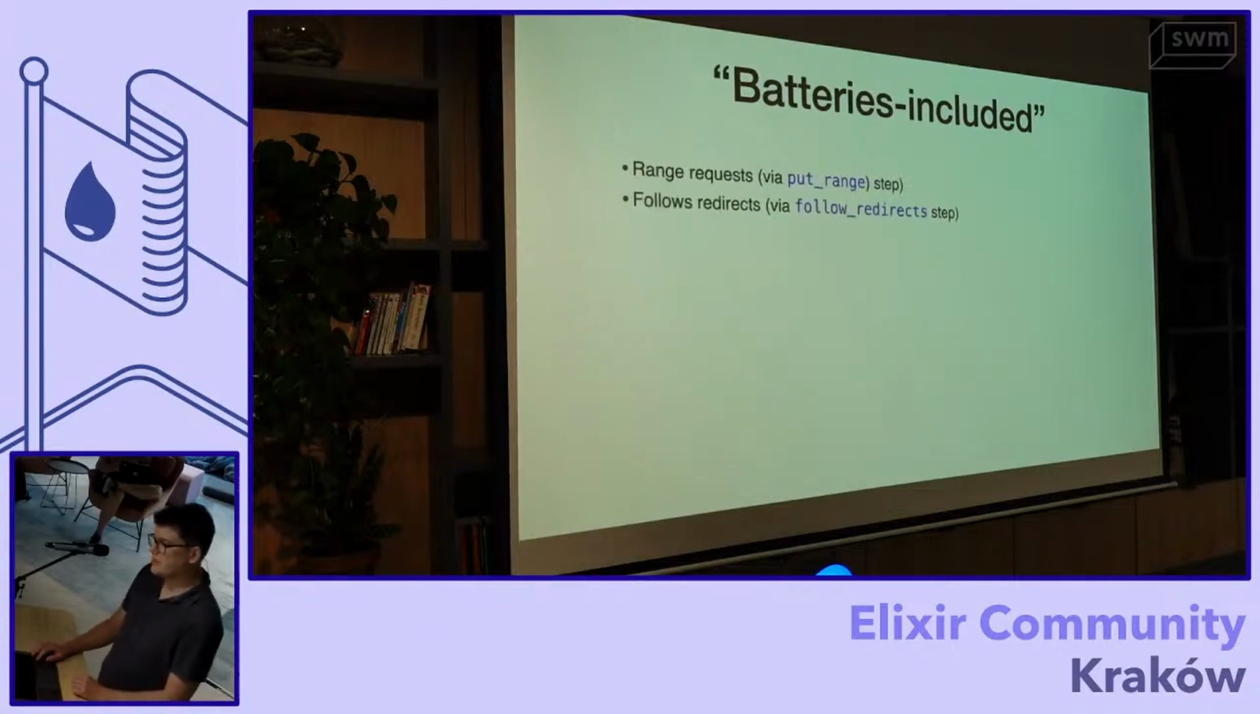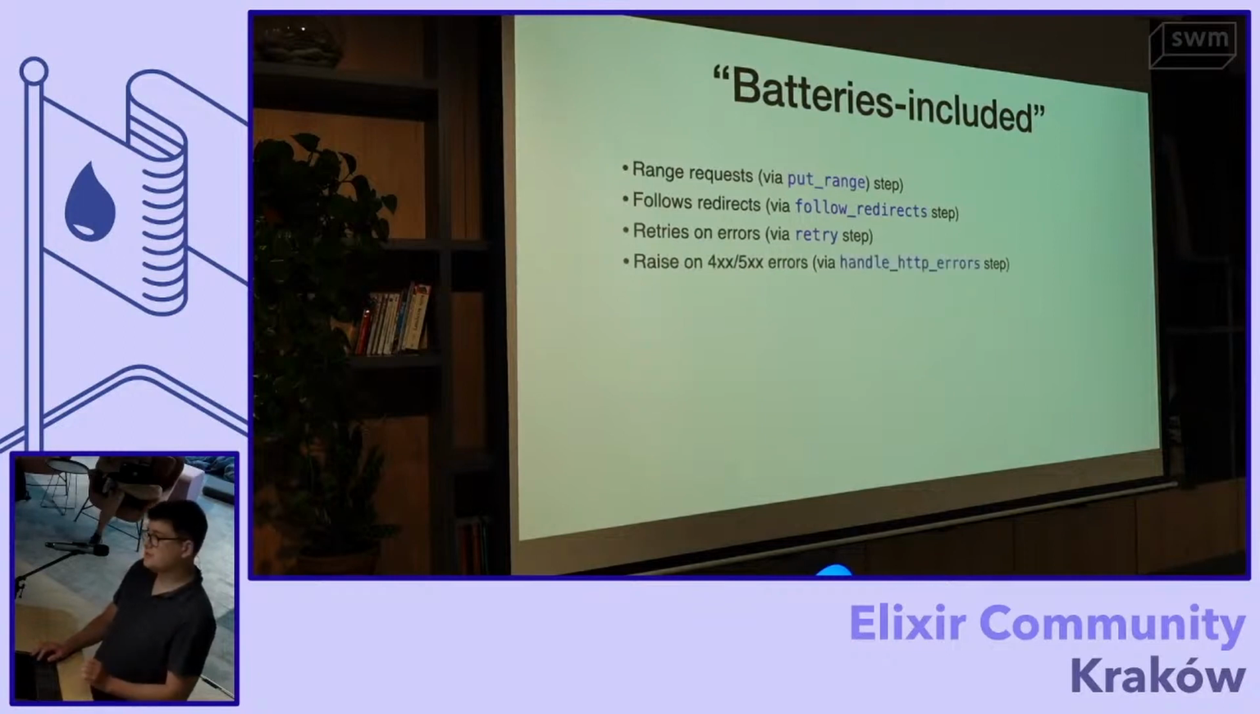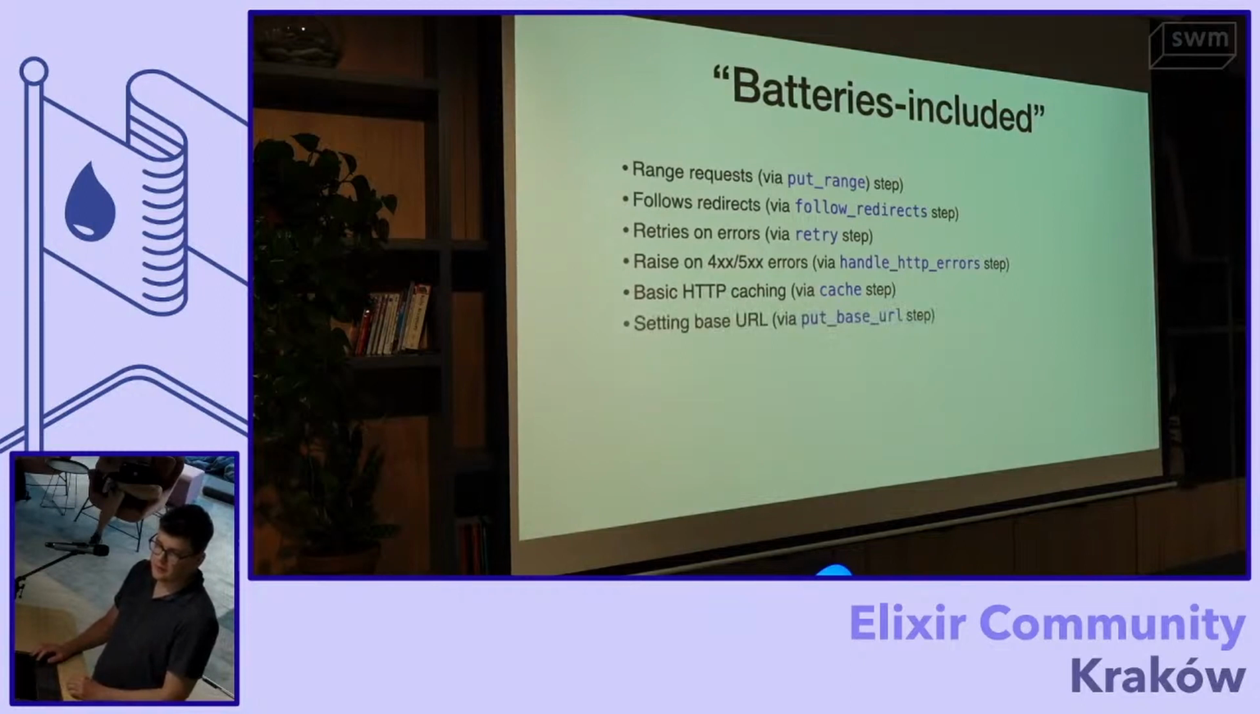We can easily make range requests, follow redirects, retry when we face errors, raise on an HTTP error. So by default, we would get a response back, but maybe we want to raise if we actually got an HTTP error. We have very basic support for HTTP caching. That's something that I want to improve. We can set base URL. We can run against plugs, and we have pluggable adapters.